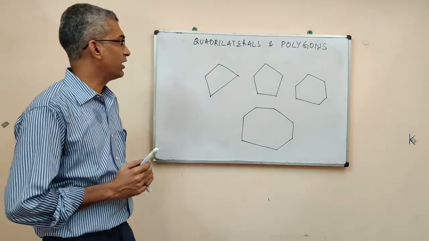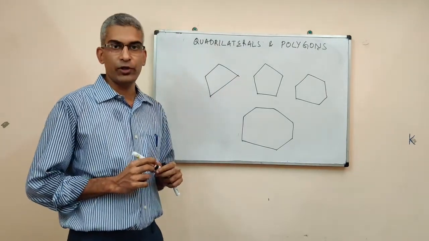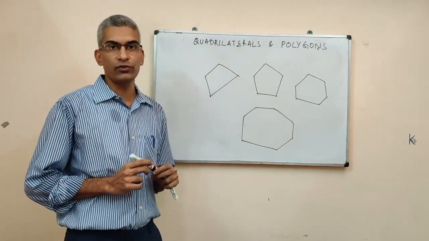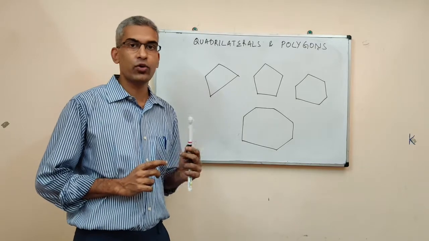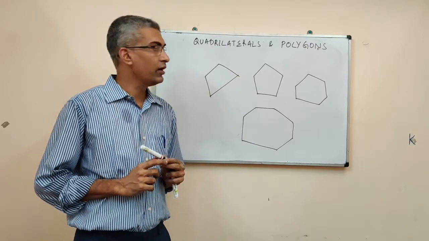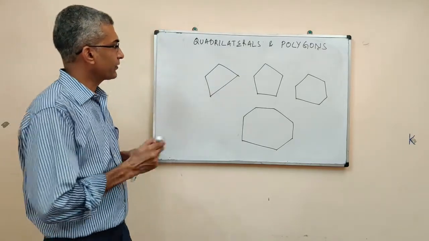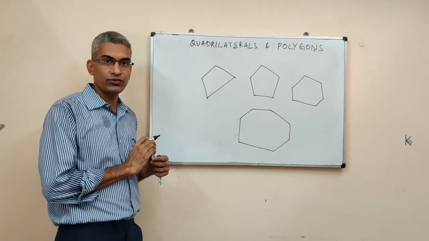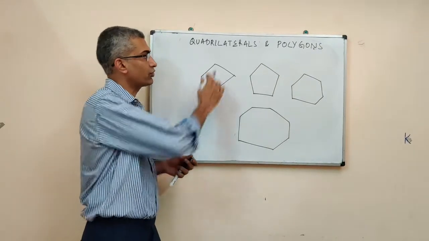In this session, we shall look at another concept from geometry. We shall look at quadrilaterals and polygons. Now, a polygon is a closed figure in a plane, and it is basically distinguished based on the number of sides the polygon has. If it has 4 sides, it is called a quadrilateral.